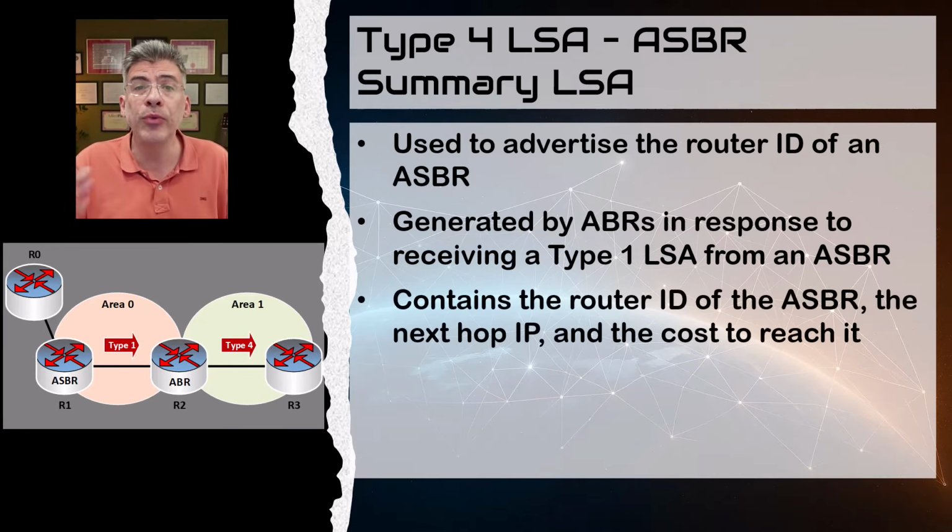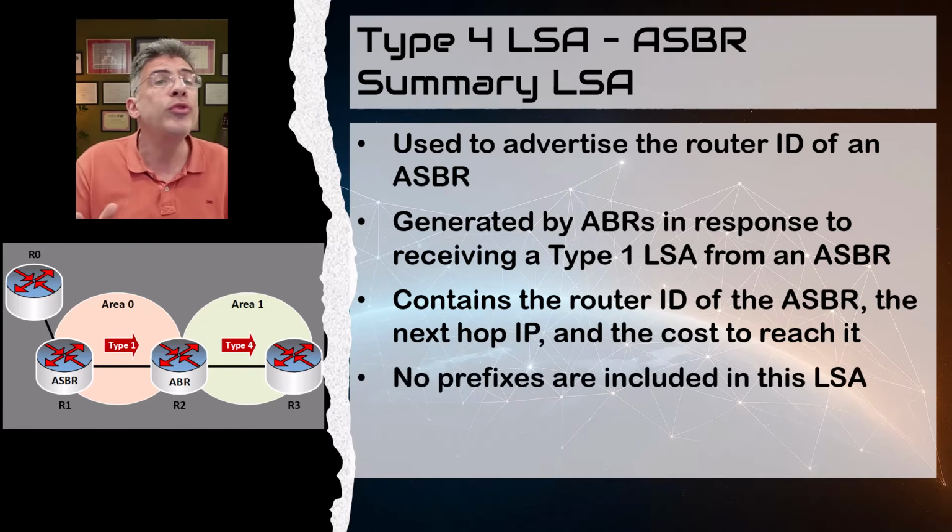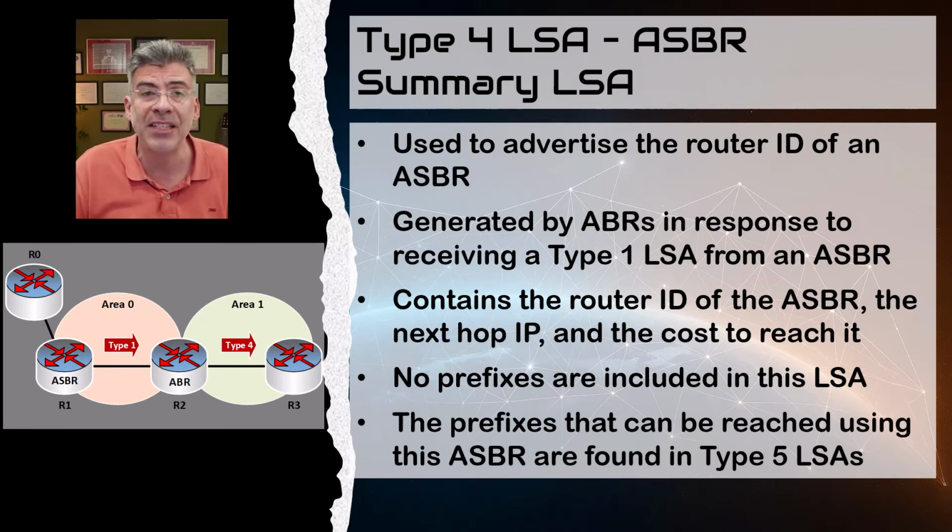It simply contains the router ID of the ASBR and the next hop to get to it, as well as the cost to reach it. Each ABR generates this information when it sends out a Type 4 LSA. This essentially tells routers in the whole OSPF domain where they can find this particular ASBR. No routes or network prefixes are included within a Type 4 LSA. So how then is this information used? The prefixes that can be reached using this IP address of the ASBR are found within a Type 5 LSA, which we'll talk about now.